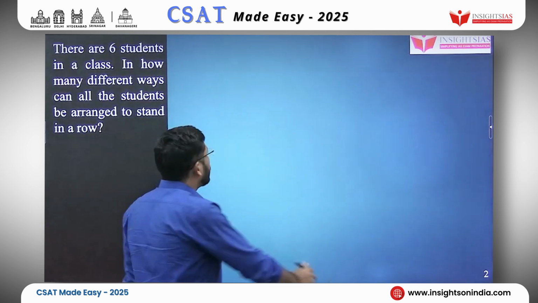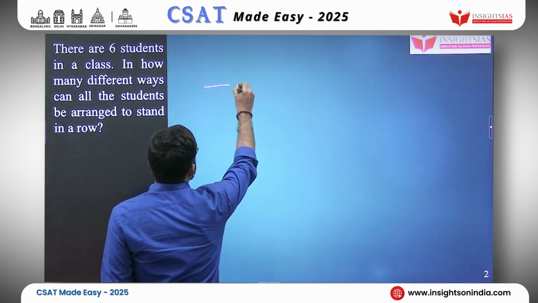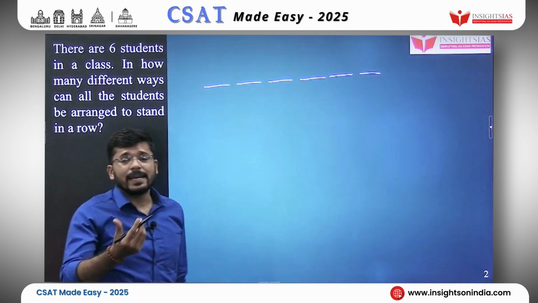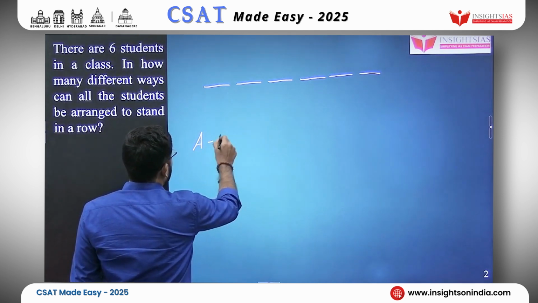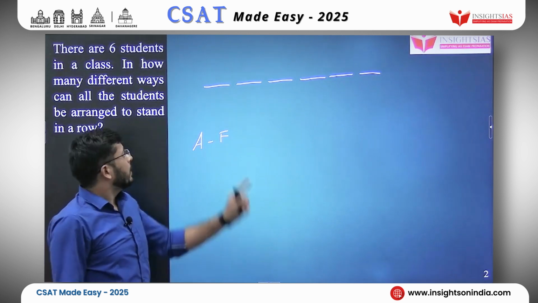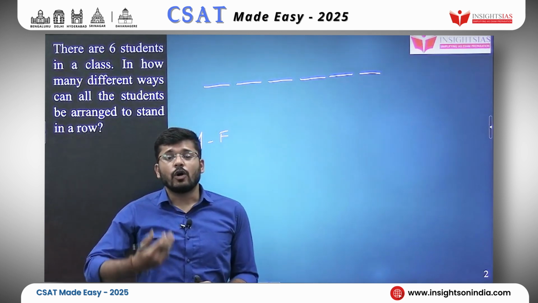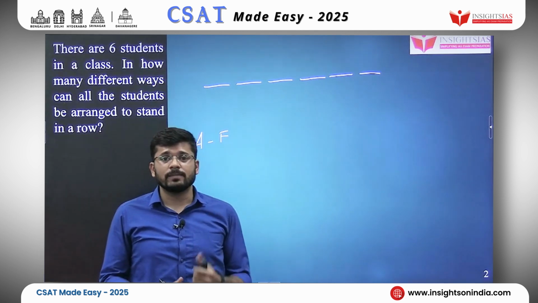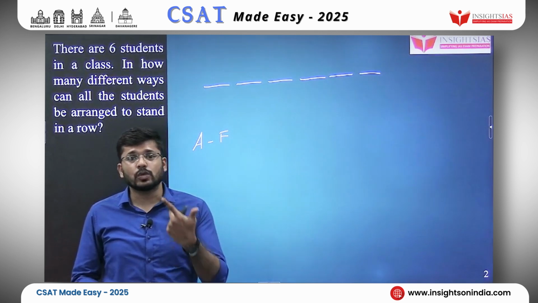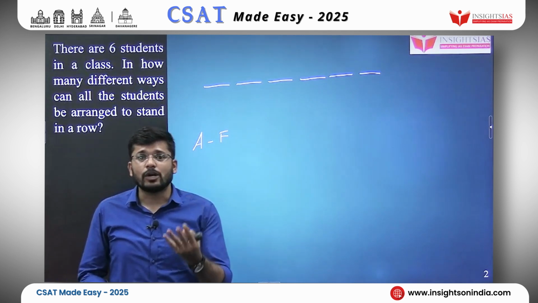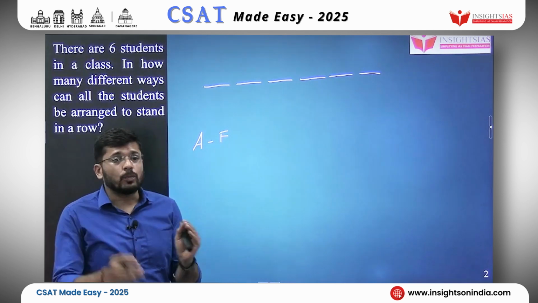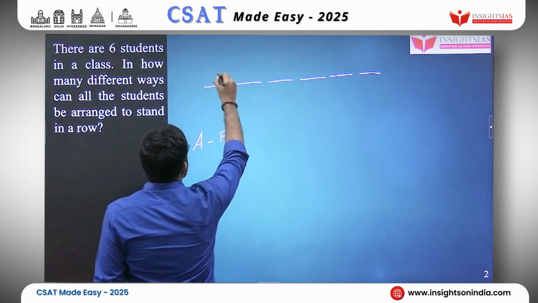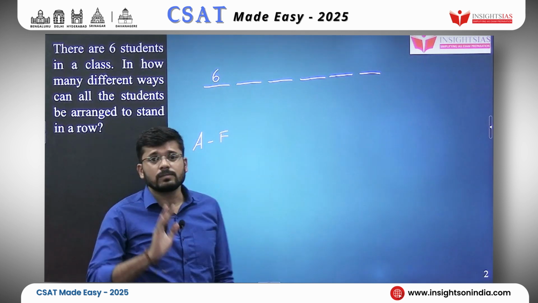Let's see how. How many places are there? There are 6 places, right? 6 positions. Yes. And we named them A to F, 6 names. In the first position, how many options do we have? Who can we make to stand in the first position? We can make A to stand, then we can make B to stand, then we can make C, D, E or F. So we have 6 options to fill the first position. We have 6 options.